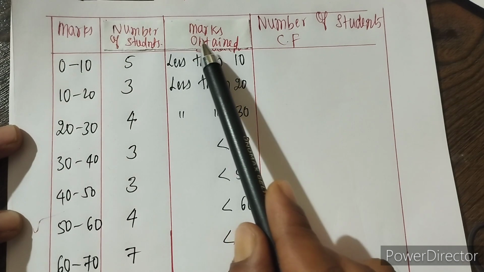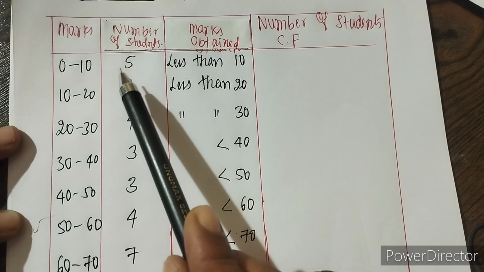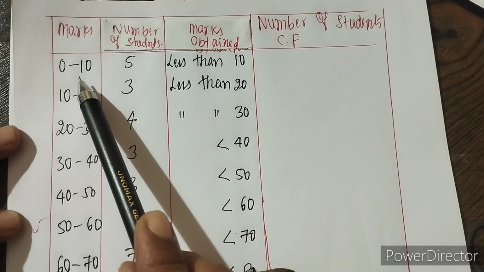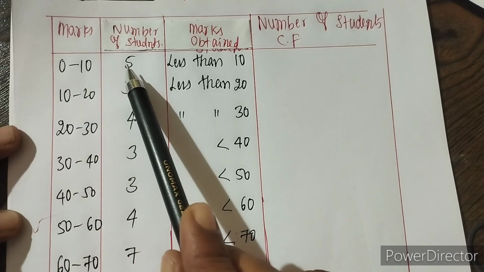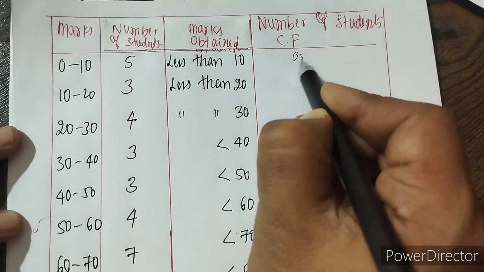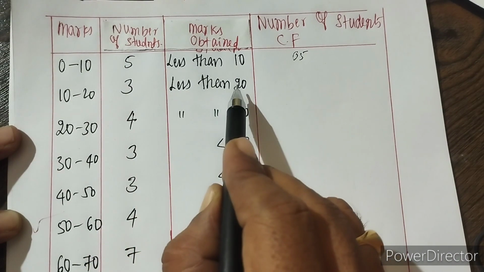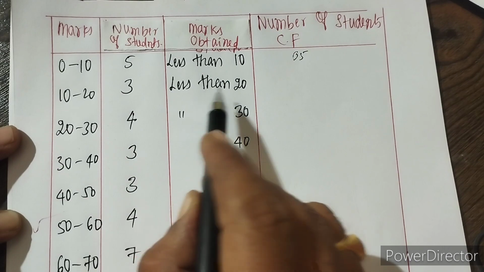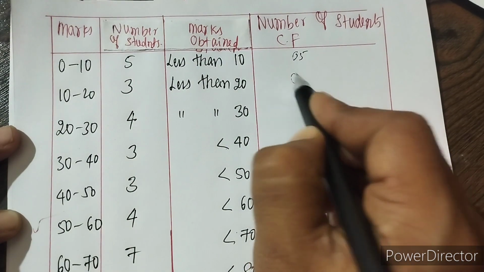While writing the cumulative frequency distribution of the less than type, we ask how many students got marks less than 10, that is, more than 0 and less than 10. There are 5 students. So in the cumulative frequency, the 5 stays as it is. Then for the second one, less than 20: 0 to 10, 5 students are there; 10 to 20, 3 students are there. Total number of students is 5 plus 3, that is equal to 8.